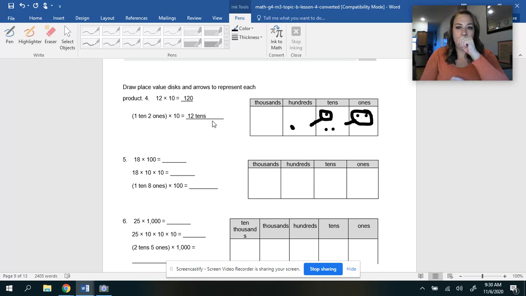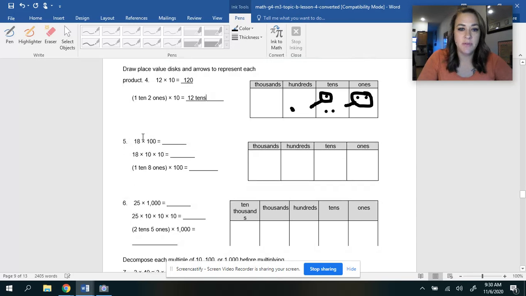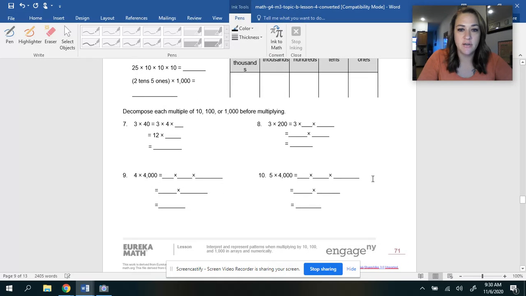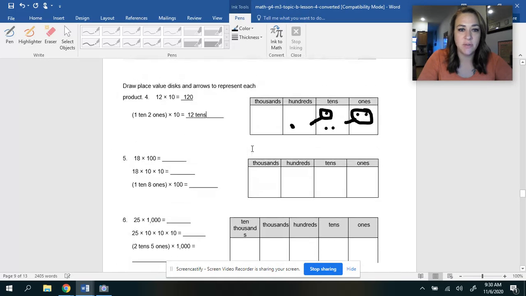Okay? So when you're multiplying multi-digits, we just decompose it by place value. Okay, we'll do one more. And then we'll come down here and see what it looks like when we break it apart without the place value chart.